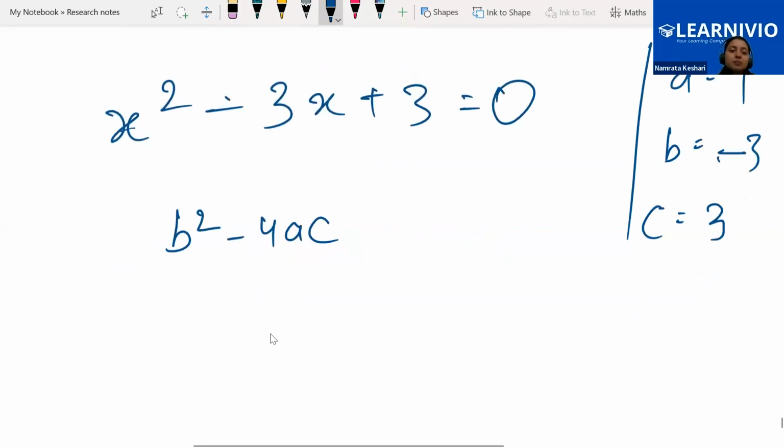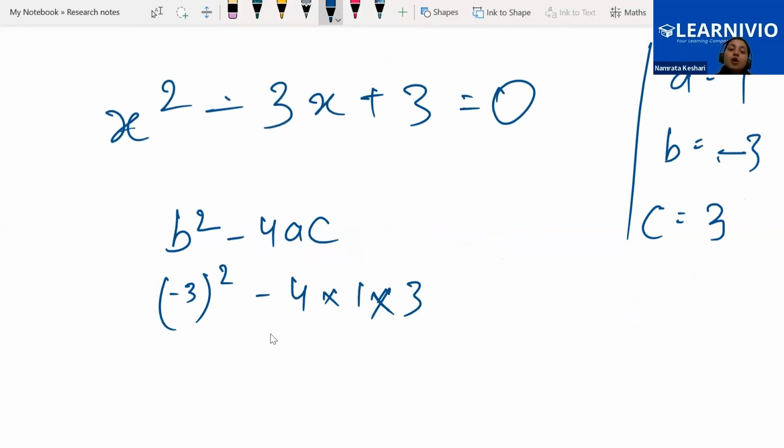Let's find b square minus 4ac, the discriminant, and check it. B square means minus 3 whole square, minus 4 into a into c. Bottom says first do the multiplication. We will be multiplying all of them: 4, 1 times 4, 3 times 12, like that. Okay? 3 square is 9. 9 minus 12 is what?